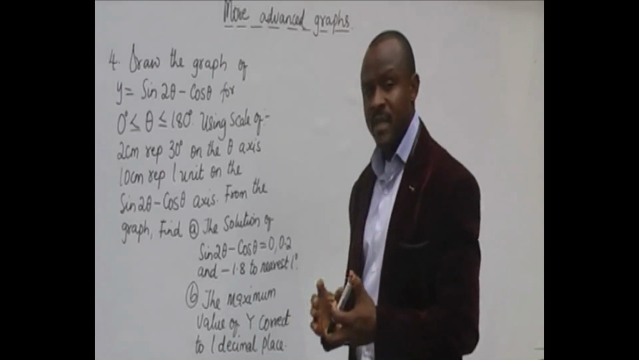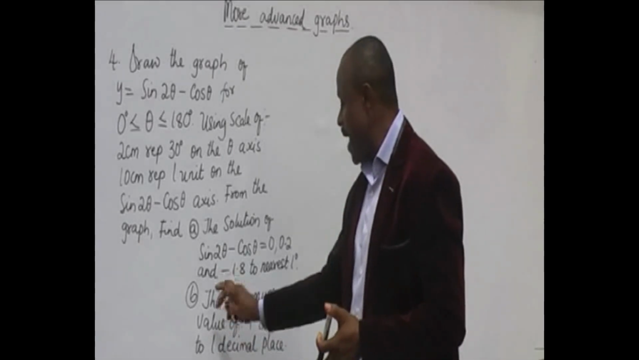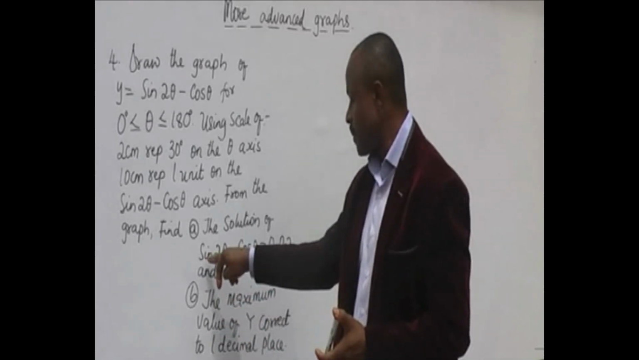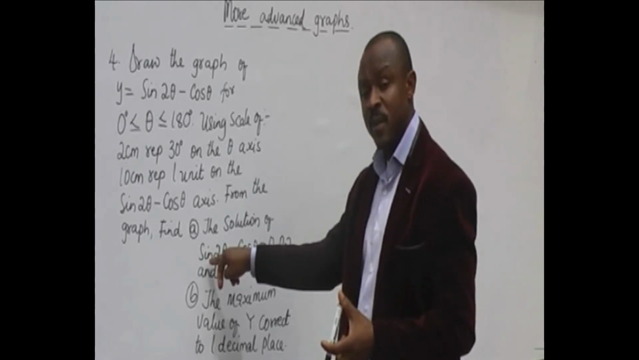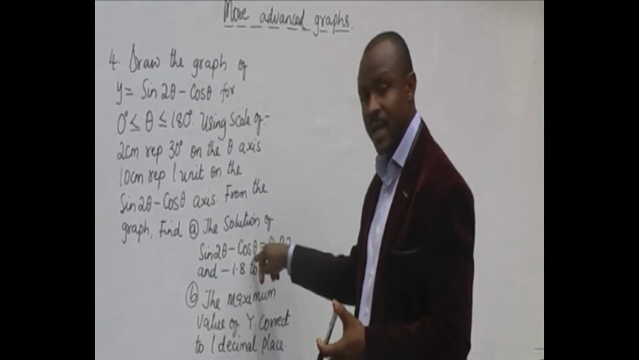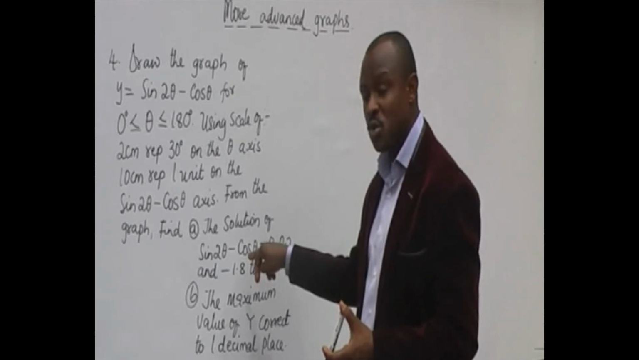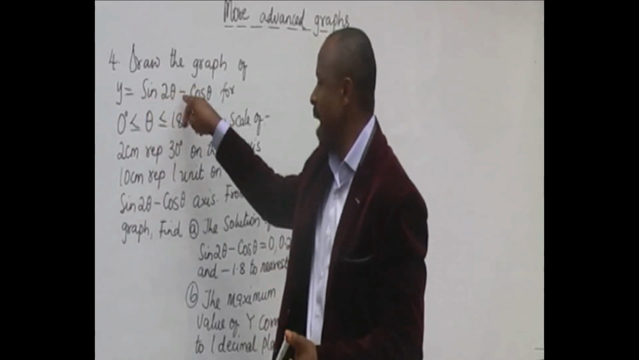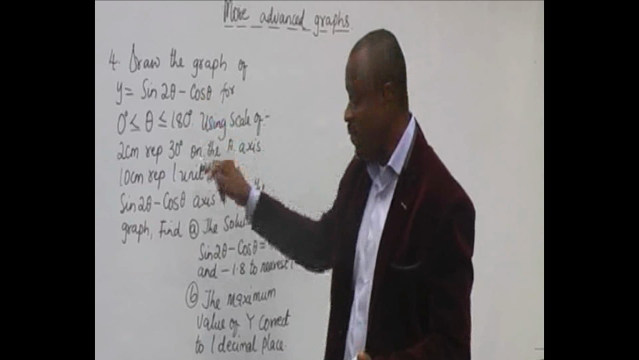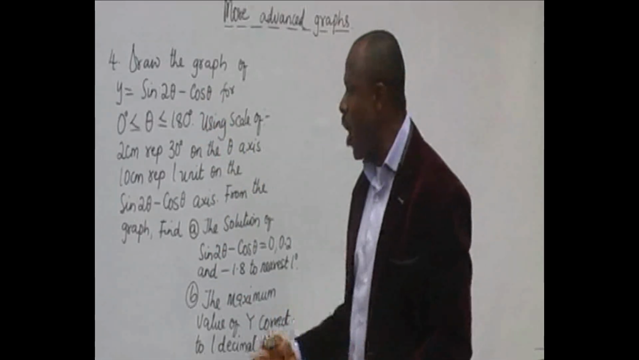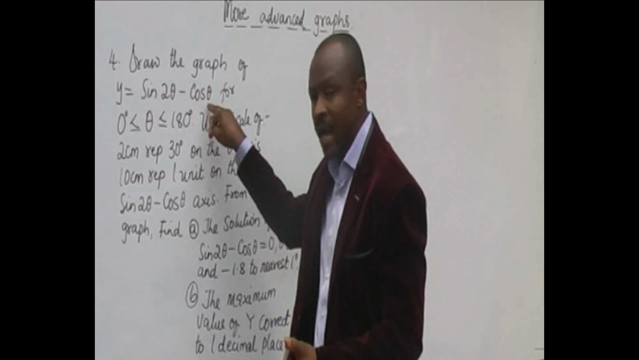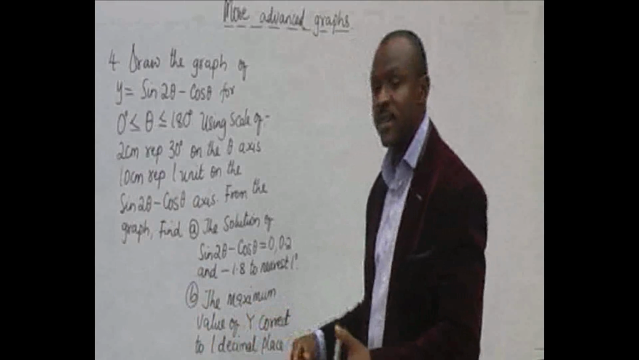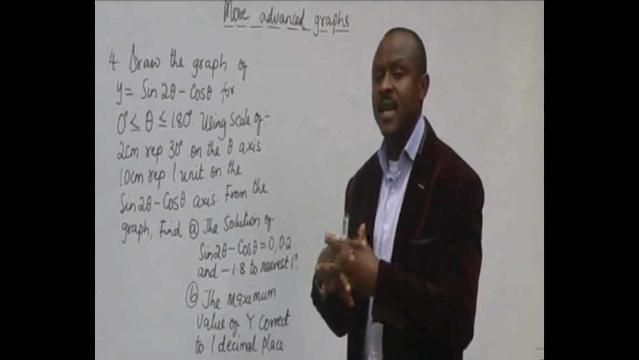Some authors or some examiners, instead of saying find the maximum value of y, will tell you to find the maximum value of this equation or this expression sine 2 theta minus cos theta, because the graph you are going to draw has also told you that y is equal to sine 2 theta minus cos theta. So they can tell you to find the maximum or minimum value of sine 2 theta minus cos theta, or find the maximum or minimum value of y, just as they have in this equation. Whichever way they go, they are saying the same thing.